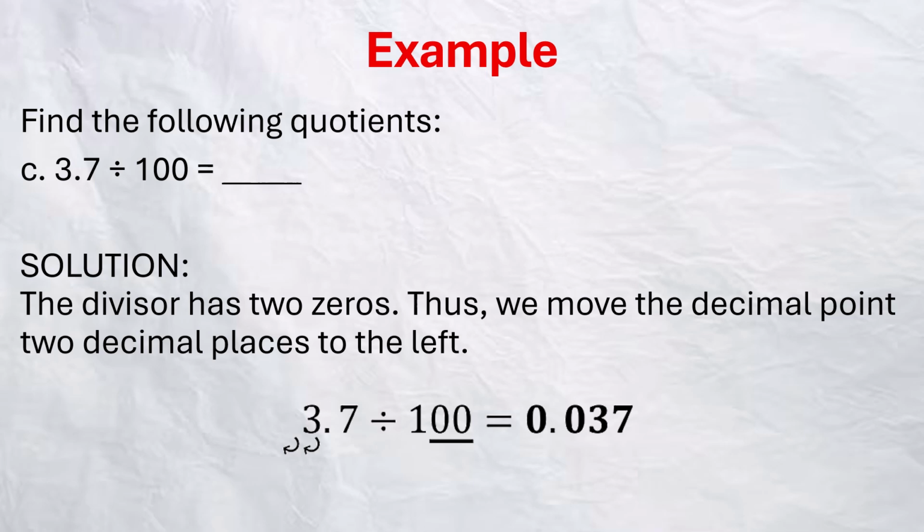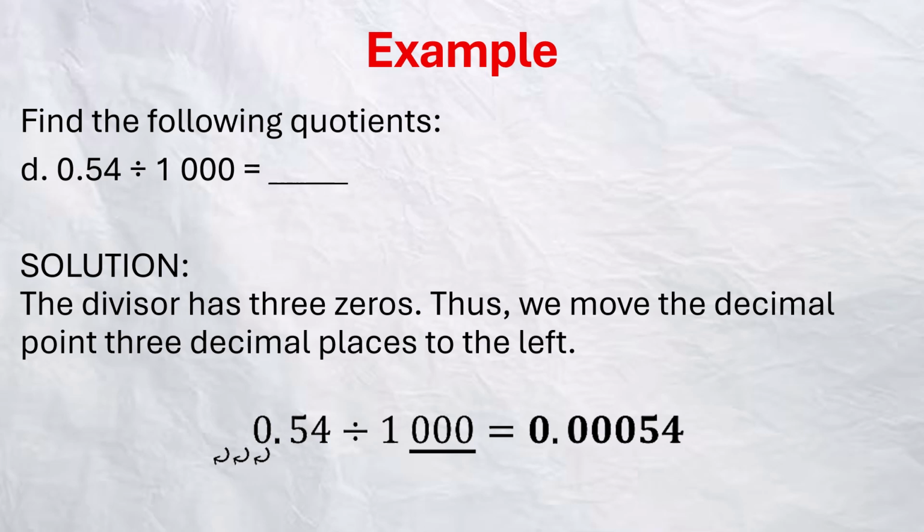C. 3.7 divided by 100. So the divisor has two zeros. Thus, we move the decimal point two decimal places to the left. So that is 1, 2. And then we need to put a 0 in our answer. So we have 0.037.